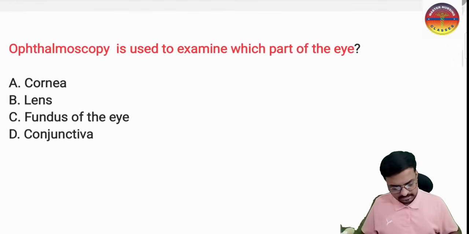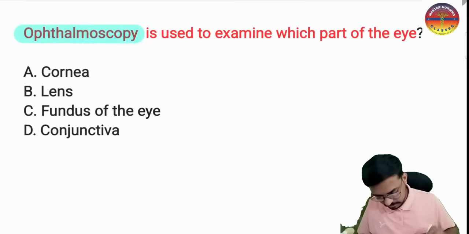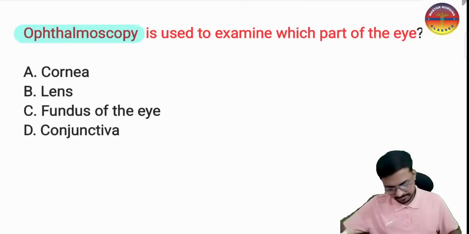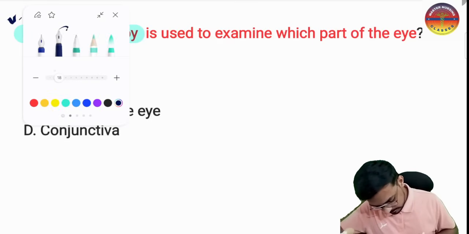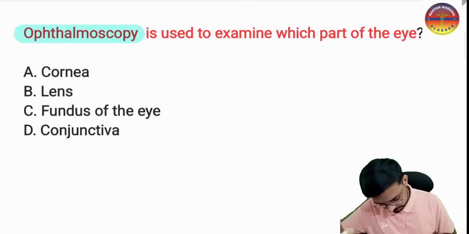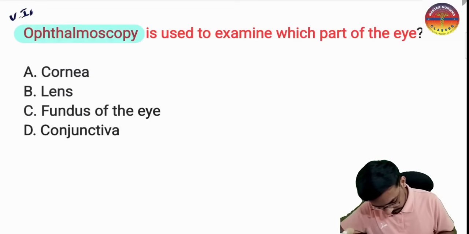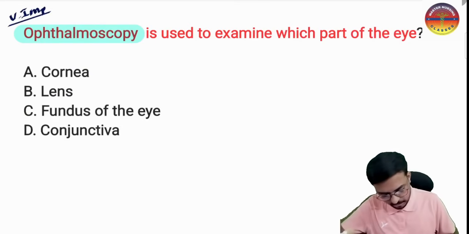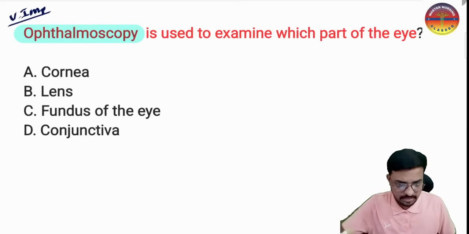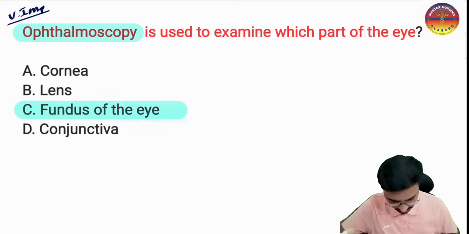Yes, sir. And this was the assignment question which was there for you all in the last class. So I hope it is very much clear. So this is a question on ophthalmoscopy. Okay, so this is very important for the exam. Right, so choose the correct answer. Ophthalmoscopy is used to examine which part of the eye? So this one is used to examine the fundus part of the eye. So this is the correct answer.